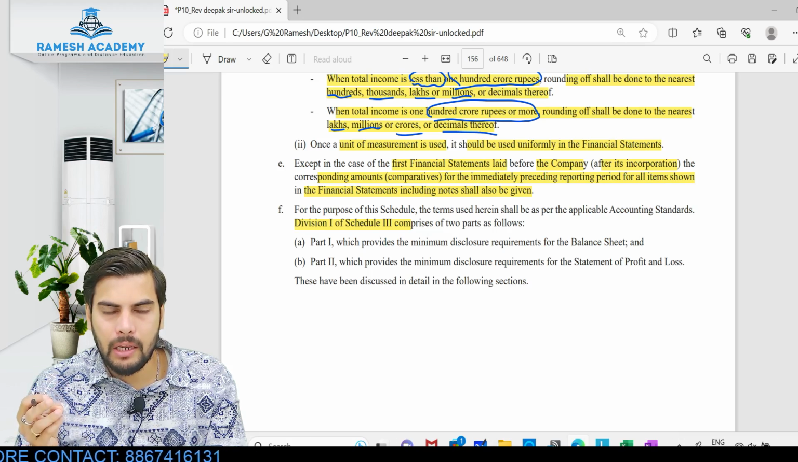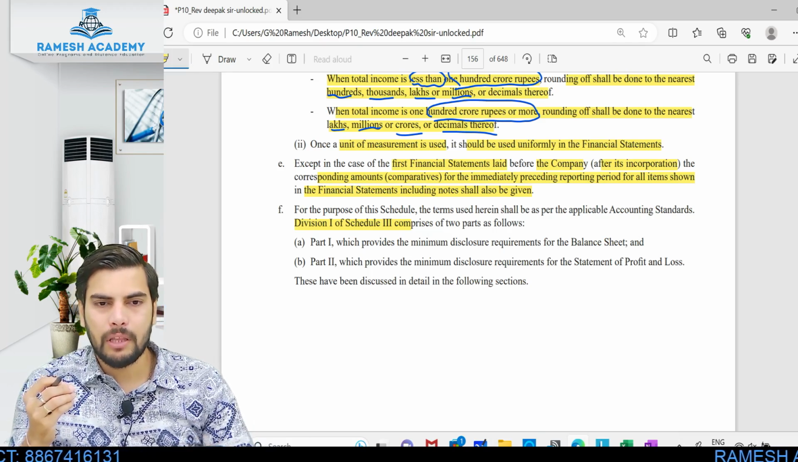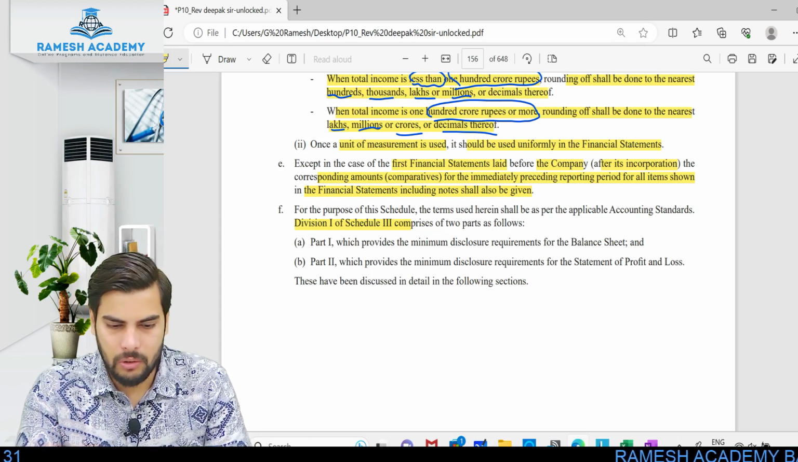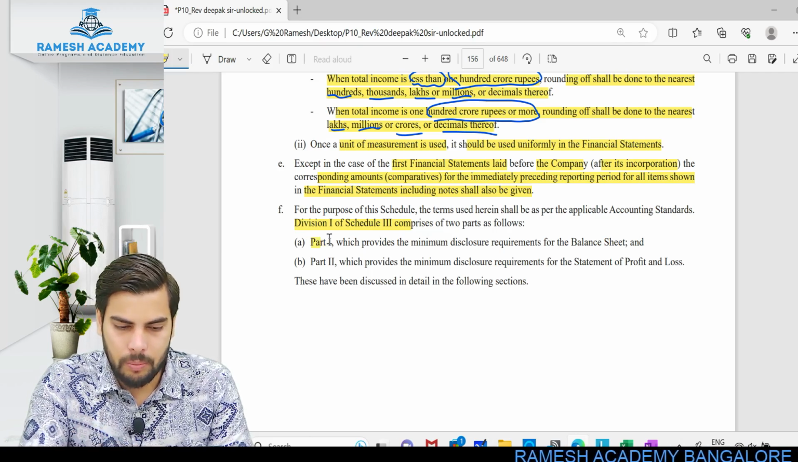For you, what is relevant is division 1 of schedule 3, that is the general instruction for preparation of balance sheet and P&L account for those companies which have to comply with what? Which have to comply with accounting standard. Okay, only that much is relevant for you guys. So look at this. It will be containing two parts.